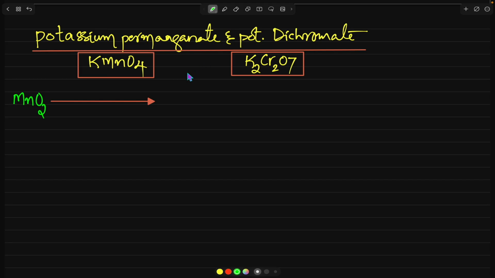Potassium permanganate, when it is treated with fused KOH followed by oxidation in presence of O2, or you can also use potassium nitrate. Using these two items you can oxidize MnO2 into MnO4 minus 2. Simple reaction.